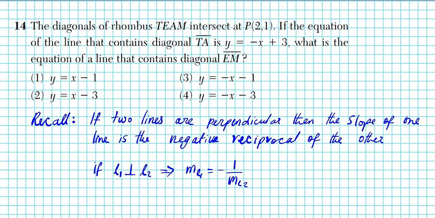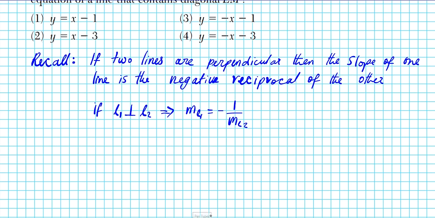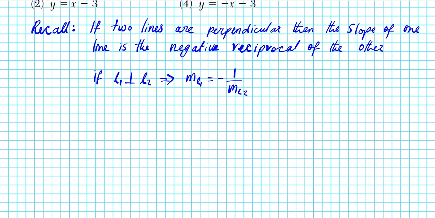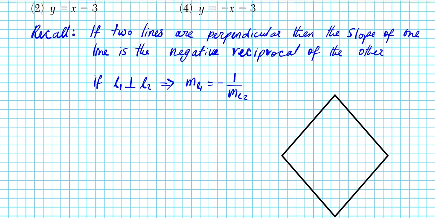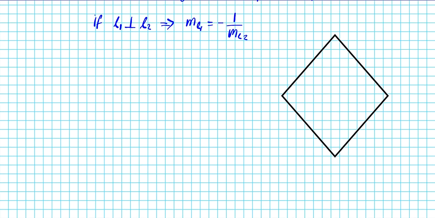Alright, so let's take a look at what we are dealing with here. We have a rhombus. And what do we know about the rhombus? Let me see what it says here. The diagonals intersect at a particular point. So let's make a diagonal here, and then we have another diagonal right here. They intersect at the point (2, 1). The vertices are T, E, A, M.